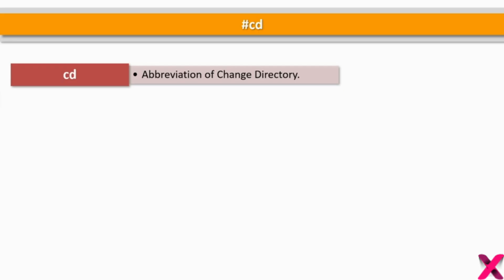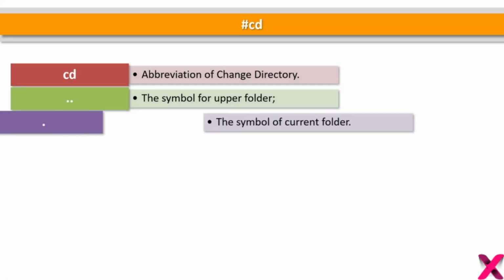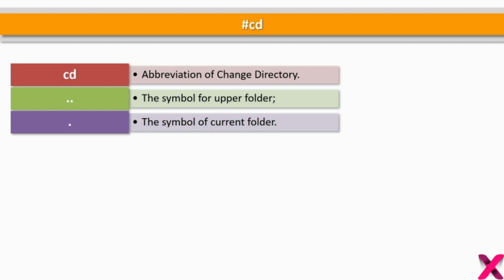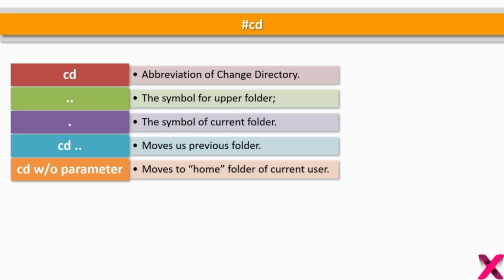Now, the cd command, or change directory command, is used to change the current working directory in Linux and other Unix-like operating systems. It's one of the most basic and frequently used commands when you're working on the Linux terminal. You can specify the path of the directory, and in addition to that, you can change the directory with some special symbols. A double dot is a symbol for the upper folder. A single dot is the symbol for the current folder. So if you run cd double dot, it moves you to the previous folder. If you run cd command without any parameter, it'll give you the home folder of the current user.